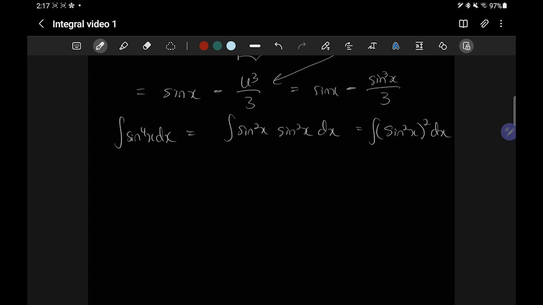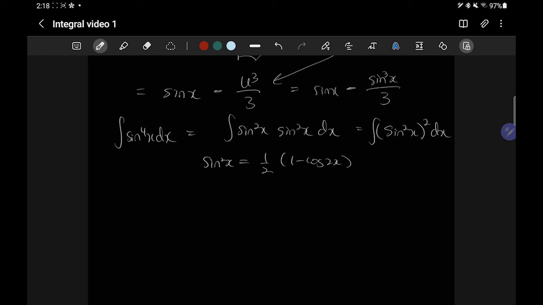Now, here we cannot use 1 minus cosine squared x to replace sine squared x because that would complicate this function. Instead, what we can do is replace sine squared x with 1/2 times 1 minus cosine 2x. Sine squared x equals 1/2 times 1 minus cosine 2x.